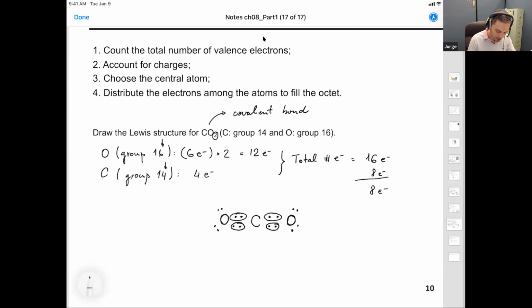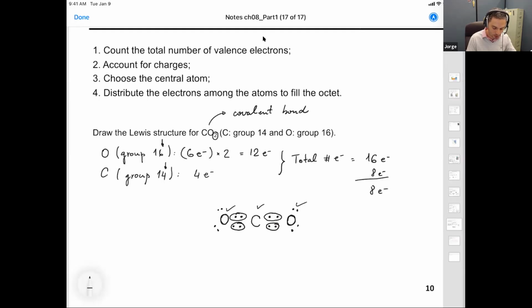Now let's see if everybody's happy in the structure. Starting from the oxygen on the left, 1, 2, 3, 4, 5, 6, 7, 8. This is good to go. The other oxygen on the right side, 1, 2, 3, 4, 5, 6, 7, 8. So remember that each covalent bond counts as 2 electrons, and these 2 electrons belong to both atoms. And let's check if carbon is good. 1, 2, 3, 4, 5, 6, 7, and 8.